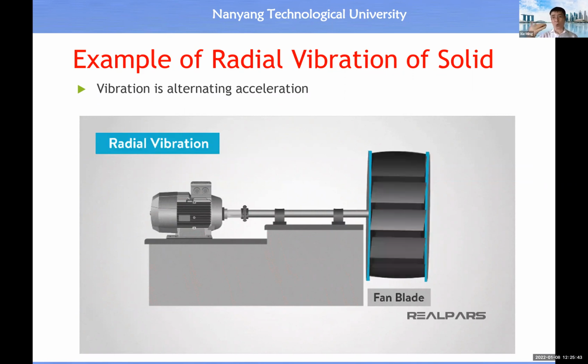Then this video shows you an uneven distribution of the mass in the radial direction. It will also cause vibration. Again, this dynamic response corresponds to alternating acceleration. Here, acceleration may take a positive value or negative value. So we are not going to add another term called deceleration, to make our description simpler.